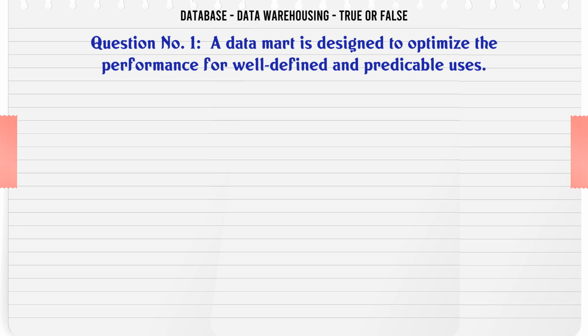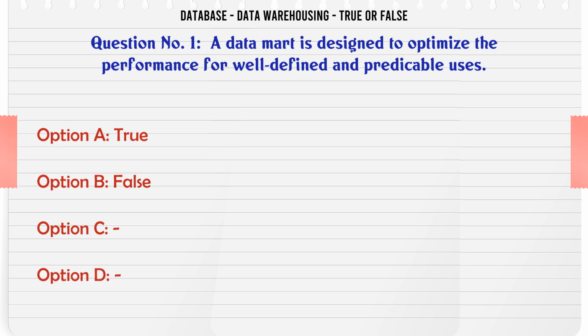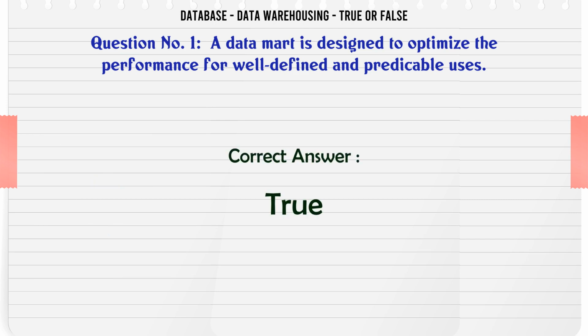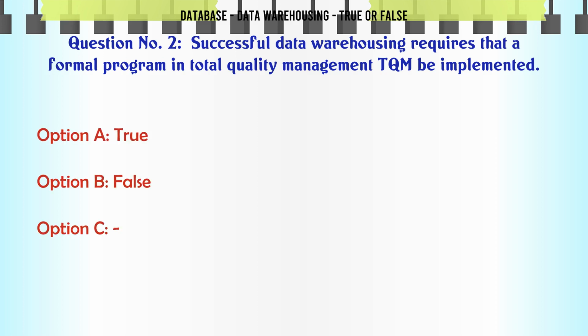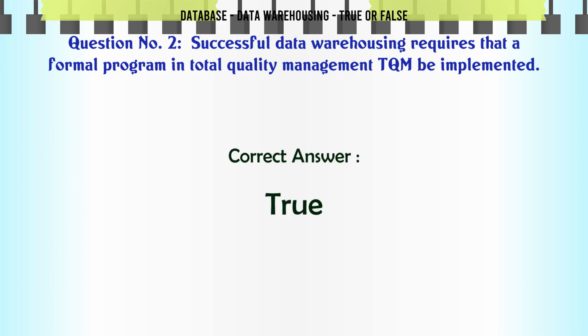A data mart is designed to optimize the performance for well-defined and predictable uses. True or false? The correct answer is true. Successful data warehousing requires that a formal program in total quality management (TQM) be implemented. True or false? The correct answer is true.